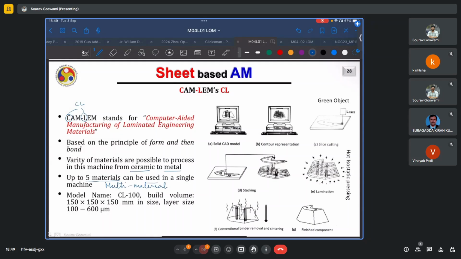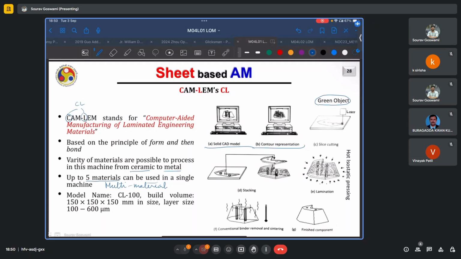Here, the functioning of such a typical machine is also illustrated. So just like before, in the pre-processing steps, you have a solid CAD model, and then you have its contour representation after its interaction with the slicing planes. Then we cut the slice in each such plane using a laser, and at this stage, each slice constitutes a green object. We know that in the parlance of sintering methods, green object or green part is the one which we have before sintering.